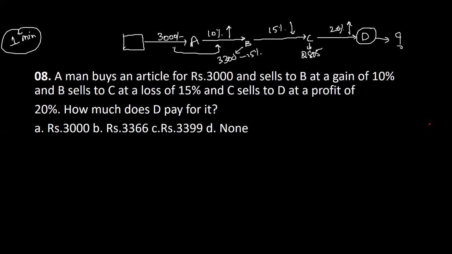And then C has to pay 2,805, and then a 20% profit here. 20% profit of 2,805. 10% is 280.5, so 20% will be 280.5 plus 280.5, which is 561. So you add 561 to it. That is what D has to pay. So how much is the total value?